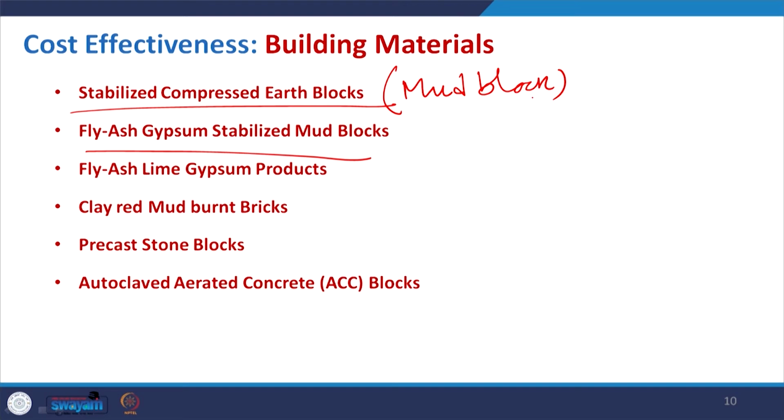Then fly ash gypsum, the fly ash brick that we know, then fly ash lime gypsum product that can be used as an alternative to the mortar. Then clay red mud burnt brick, so that is basically alumina waste or bauxite that can be used. Then the precast stone blocks or precast stone dust concrete block. So, these are alternatives available in brick size, alternative to the brick, and the construction will definitely give higher strength and that can be used.